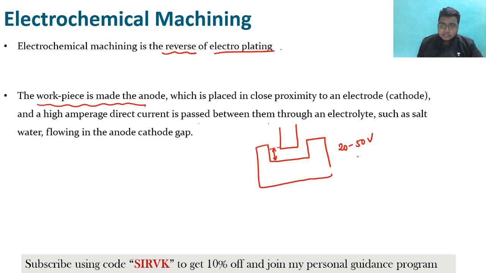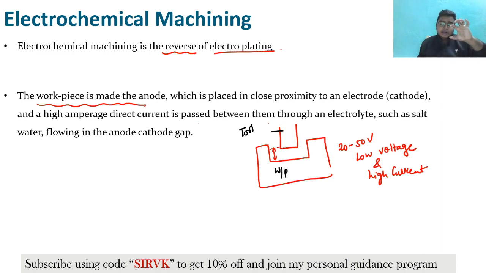So basically this is a low voltage and high current process. What you are doing here: this is a tool and this is a workpiece. When they attain a minimum gap, there will be a flow of electric current, clear?